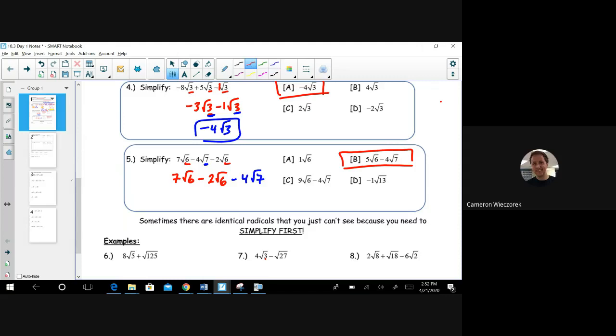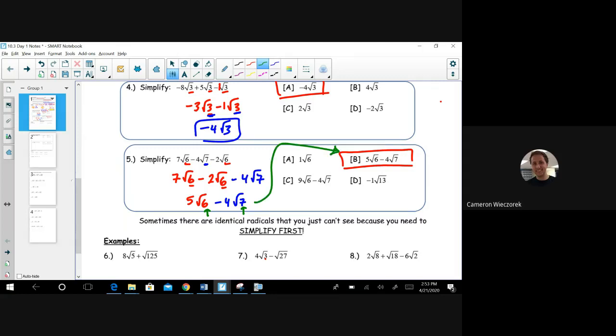So the red ones can combine because they both have a 6 under the house. 7 minus 2 is 5. So that part's 5 rad 6. Bring down the negative 4 rad 7. I can't combine this any further because this number and this number, the 6 and 7, are not the same rad, and they don't even break down anymore. So that's as far as I can take this one, would be option B.